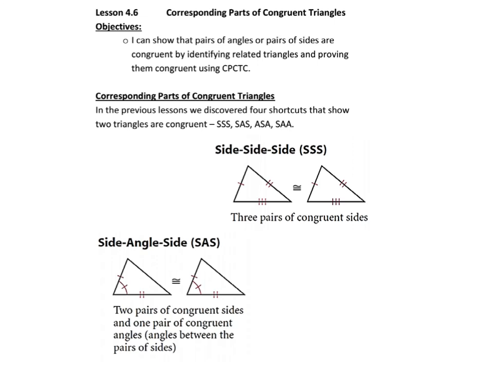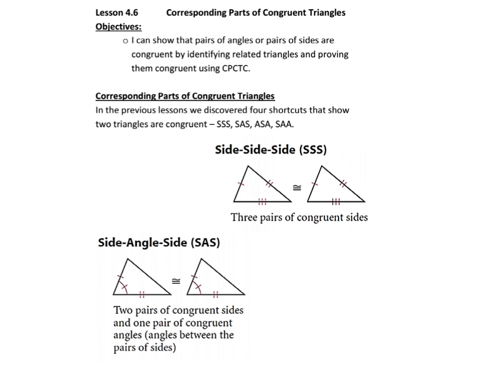Hello everyone, this is Miss Reed and this is lesson 4.6. Our objective for today: I can show that pairs of angles or pairs of sides are congruent by identifying related triangles and proving them congruent using CPCTC.